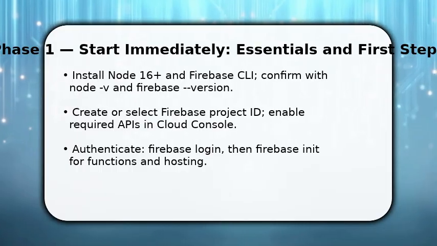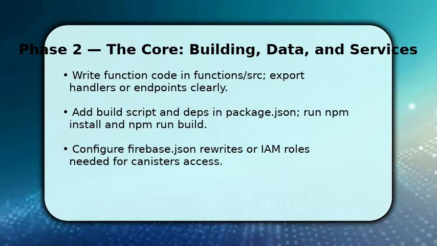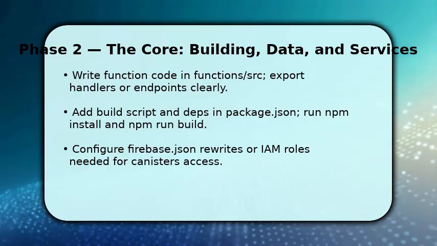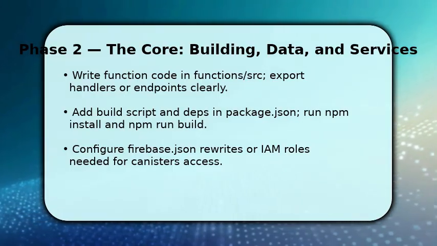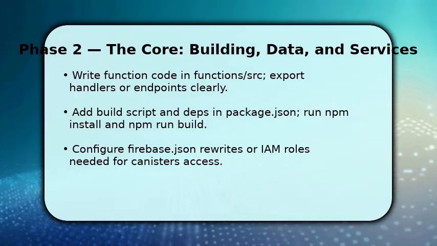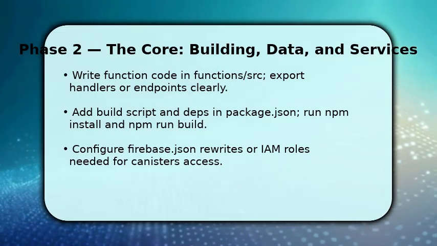You now create the actual canister artifacts by writing your function code under functions/src and exporting clear handlers. Once written, add build and start scripts to package.json, install dependencies with npm install, and run npm run build to produce distributable files.